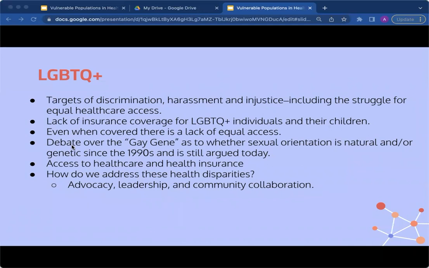There are also laws that are against discrimination that we'll talk about a little bit later during the legislation slide. But in terms of genetic counseling considerations, how do we address these health disparities? Well, there's advocacy, there's leadership, and there's community collaboration. And by doing all three of these, we can push for legislation and push for change that allow these populations to feel like they're being heard and they get that access that they deserve, just like everyone else.